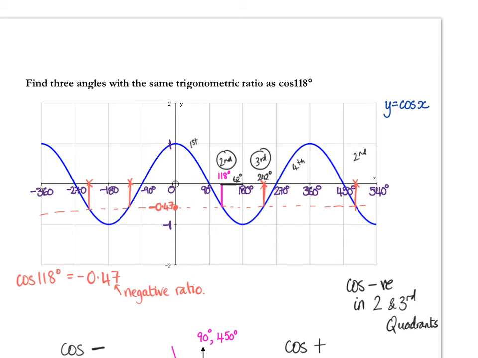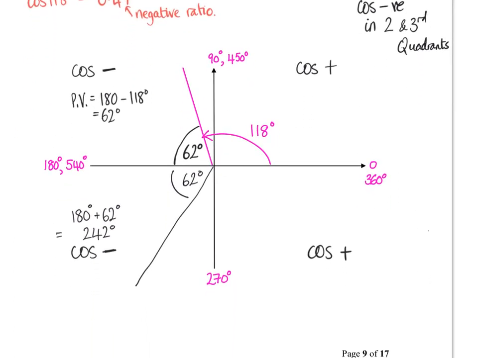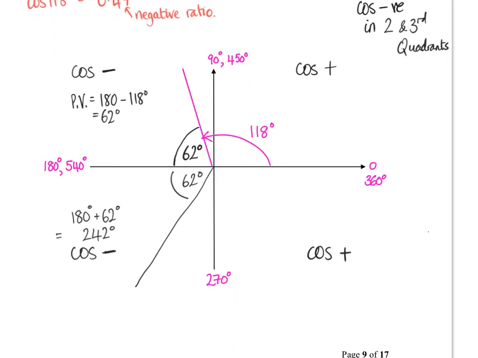So looking at the quadrant system again, what have we done? We've located 118 degrees, which is in the second quadrant. From a calculator we found out that it was a negative ratio, which is what we expect because cos ratio is minus in the second quadrant. We can find out this principal value, which allows us to go into the third quadrant and find out the other angle, which is that one all the way around there, which is 180 plus the 62, and so on.